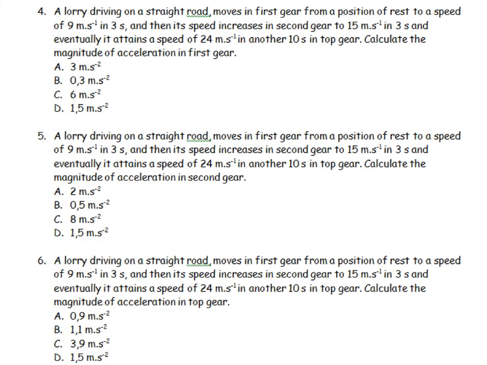A lorry is driving on a straight road, and it moves in first gear from a position of rest to 9 meters per second, and then its speed increases. So let's go slowly over here, because the first question is calculate first gear. So we're going to go from 9 minus 0, and that took 3 seconds. So it's going to land up being 3 meters per second.